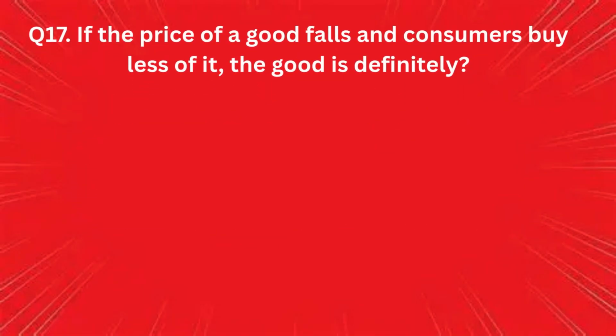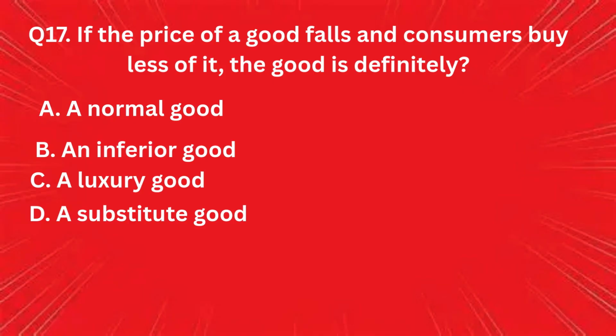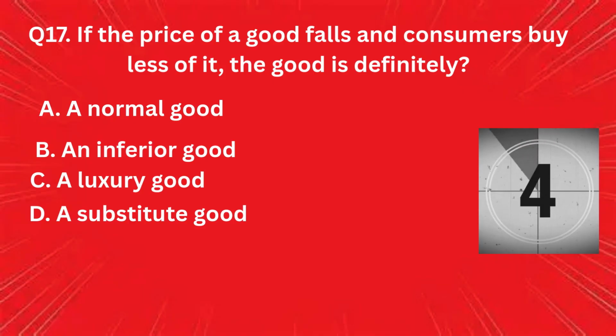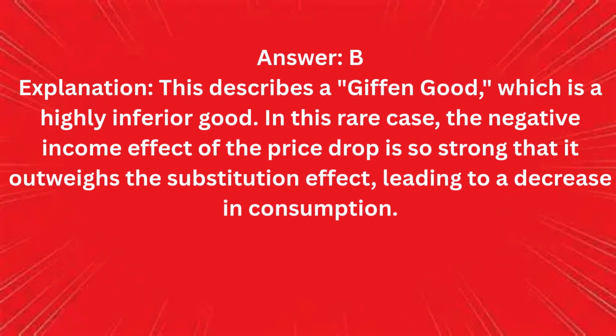17. If the price of a good falls and consumers buy less of it, the good is definitely: A. A normal good. B. An inferior good. C. A luxury good. D. A substitute good. Answer, B. Explanation: this describes a Giffen good, which is a highly inferior good. In this rare case, the negative income effect of the price drop is so strong that it outweighs the substitution effect, leading to a decrease in consumption.